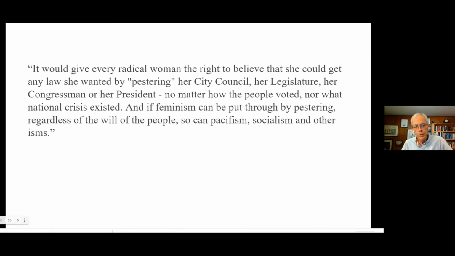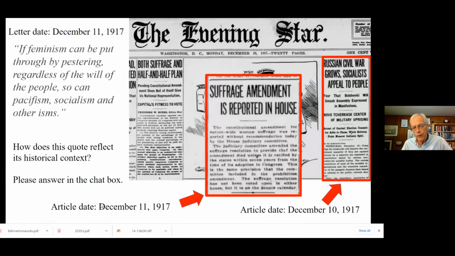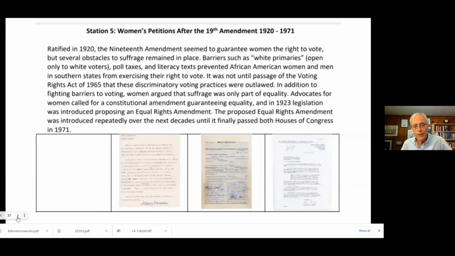So I thought you'd be interested to know what was happening when that letter was written. And so here's the newspaper from the day she wrote the letter. And you can see that the suffrage amendment is reported from committee in the House. So it's left the House Judiciary Committee and it's going to go out on the floor. But you can see in the Russian Civil War that the socialists are appealing to the people, after the November Revolution 1917. So now the socialists are in control in Russia, and that could happen here. So this is like the first seeds of the American Red Scare. So there's a lot going on in that letter.